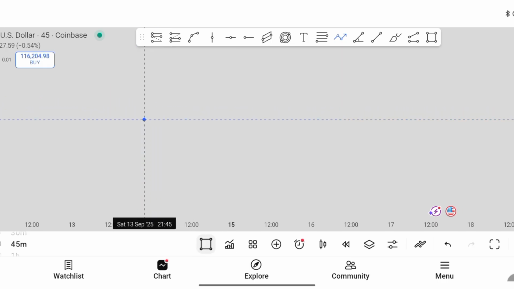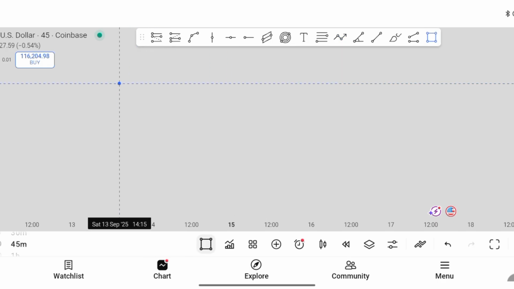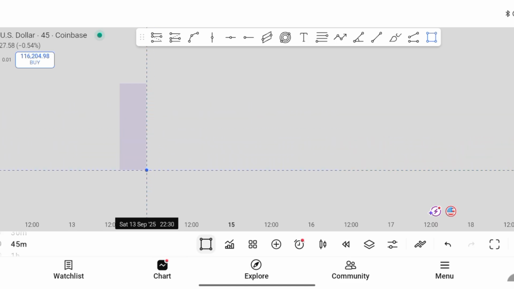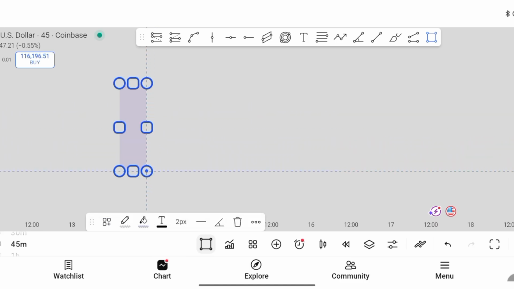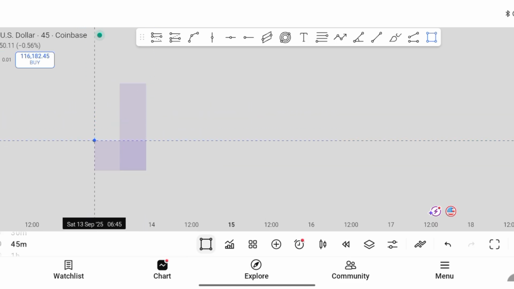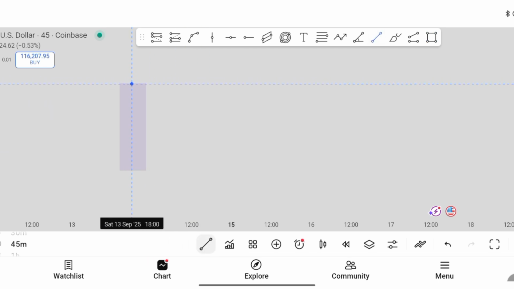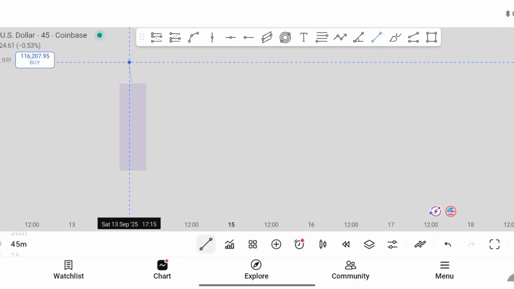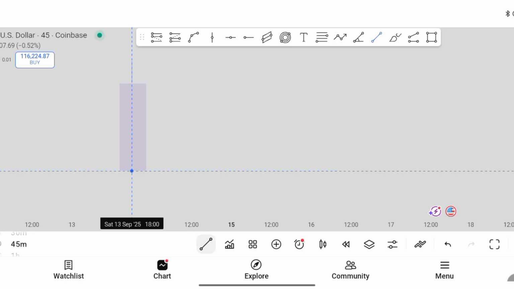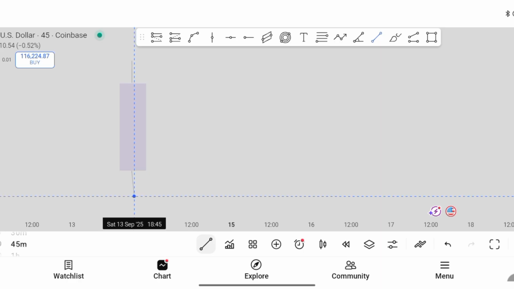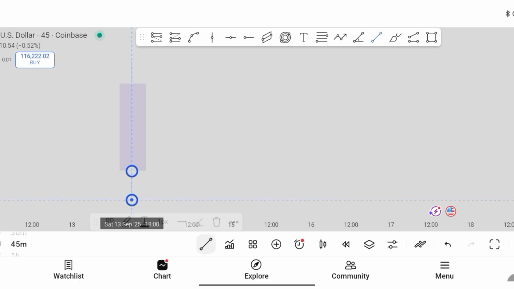Okay, let me just draw something for you, so you know exactly what I'm trying to say here. As this particular candle opens here, we have the wick of this candle. We also have the wick down here. So let's assume this is basically a daily candle.